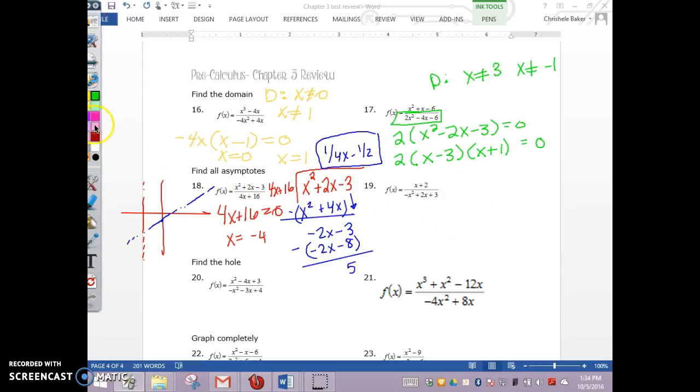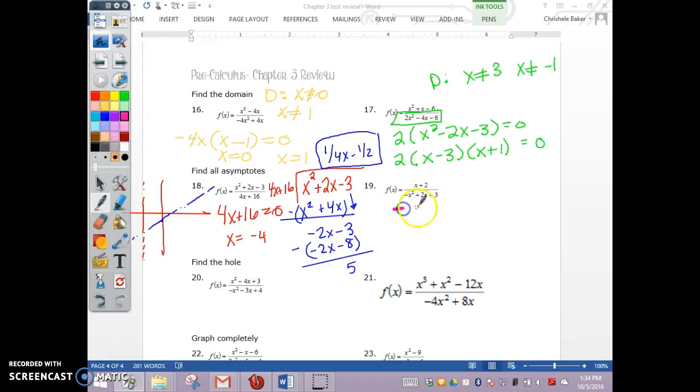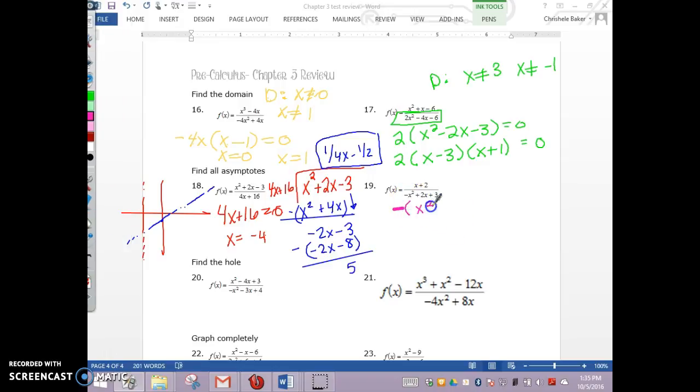19, I'm going to factor out my negative first. Didn't really need to make it that bold. x squared minus 2x minus 3. So that gives me x minus 3, x plus 1. So my vertical asymptotes are at x equals 3 and x equals negative 1.